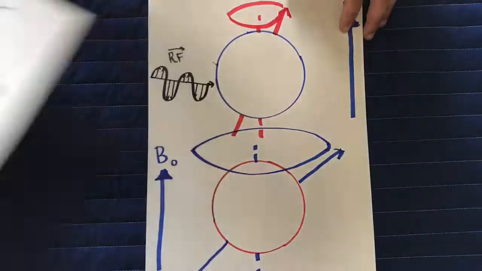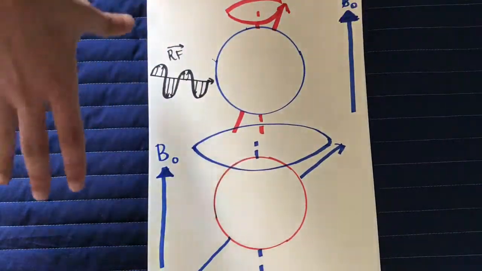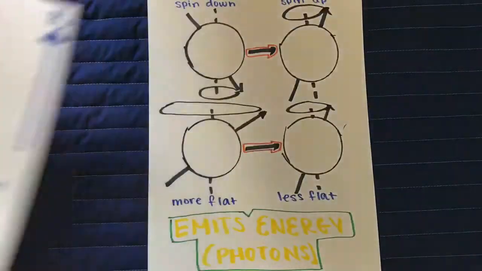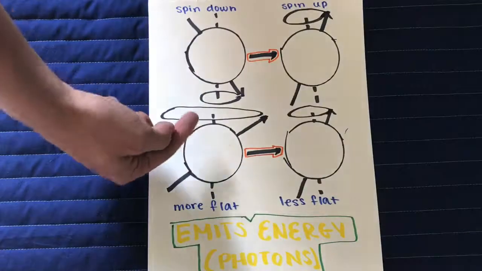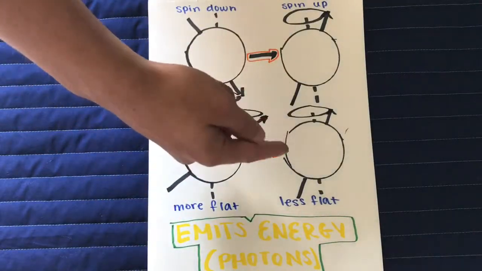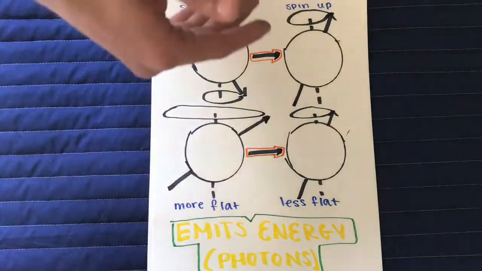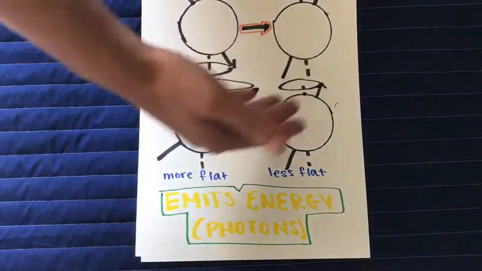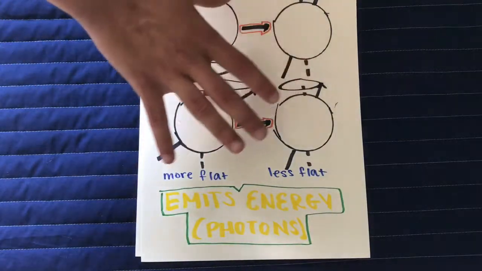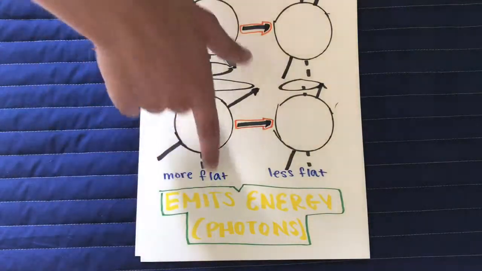Now, once we remove this radio frequency wave, all these protons will go back to their original position. So that means that all the spin-down ones will go back to spin-up, and all the ones that were precessing flatter will go to being less flat. And so this is essentially nuclear magnetic resonance. Now, once it relaxes from the external energy, it emits an energy in return, known as a photon.